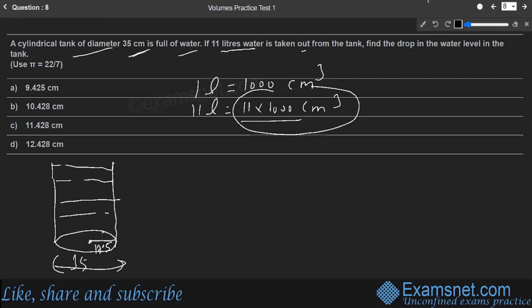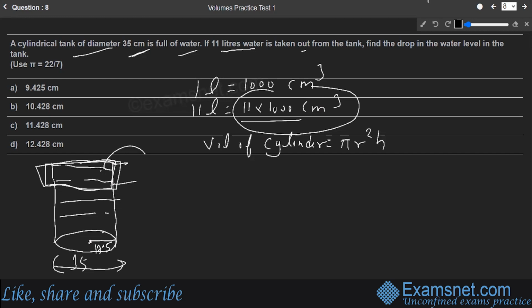So the volume removed is the amount of water taken out from the cylinder, in the shape of a cylinder only. If 11 liters is taken out, let's say the height goes from here to here. This is that particular part of the tank where the height has gone down. This is again in the shape of a cylinder only, so the volume can be calculated using the cylinder. The volume of a cylinder is given by pi r square h.